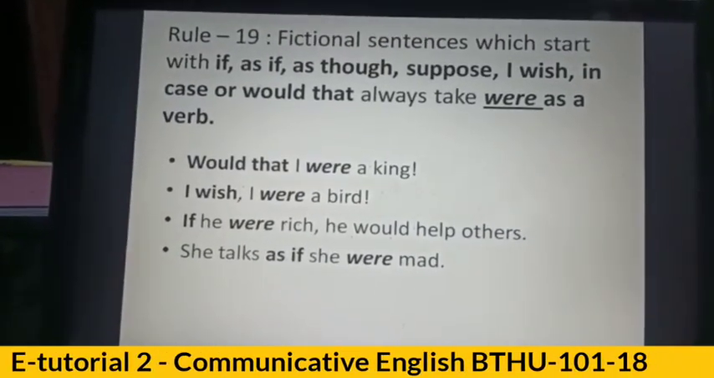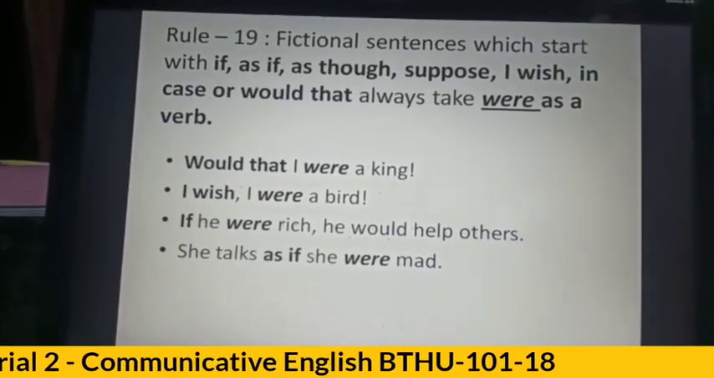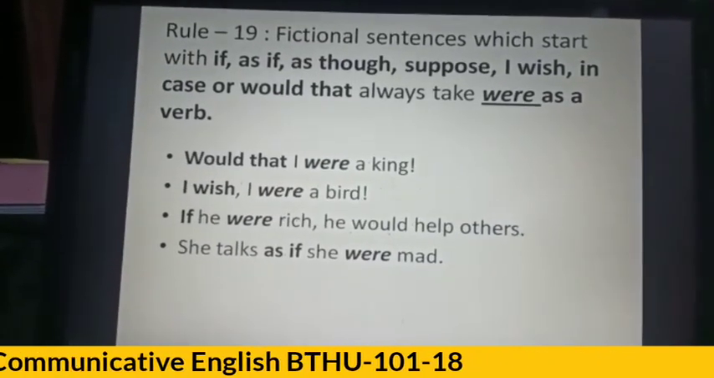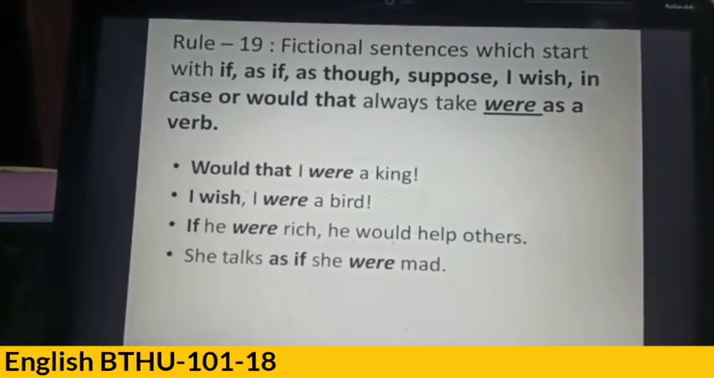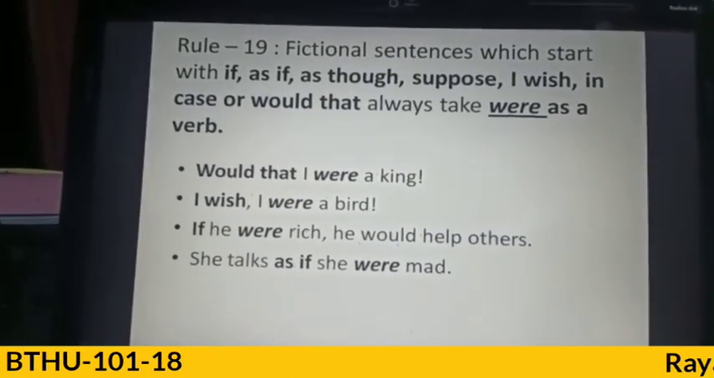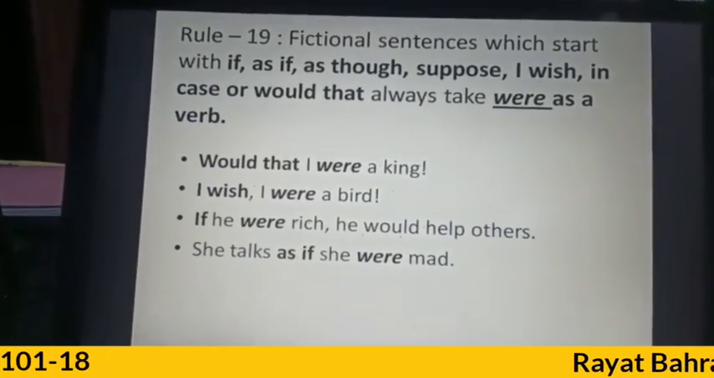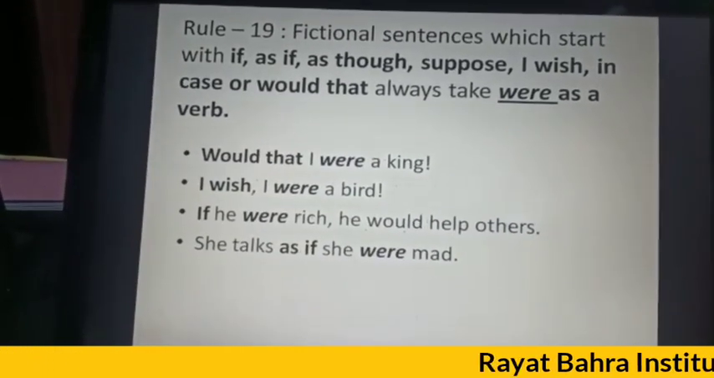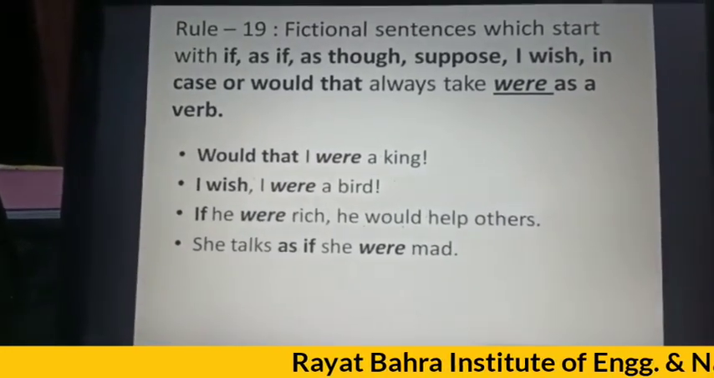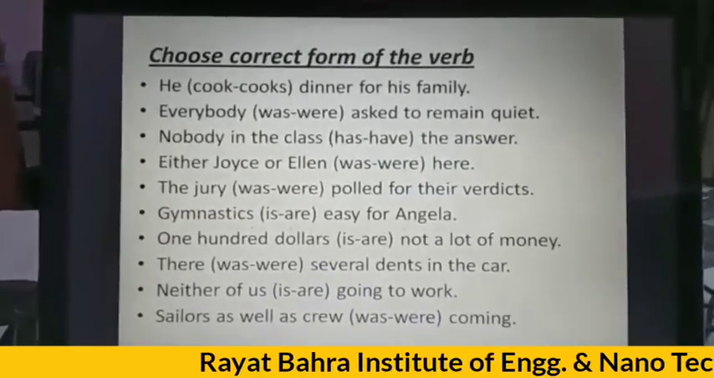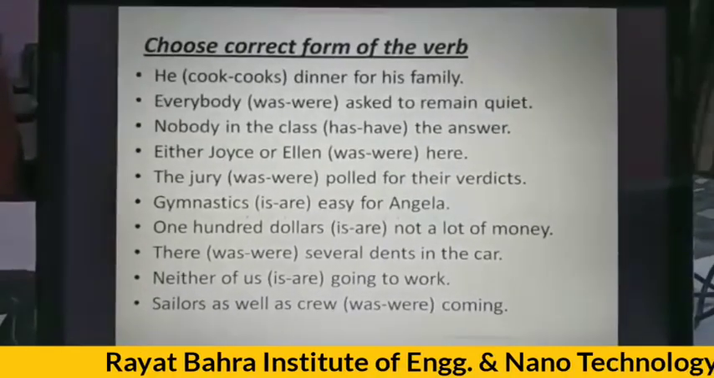If he were rich, he would help others. She talks as if she were mad. She is actually not mad, but she is assumed to be mad. So again repeating, the sentences which are based on our imagination or assumption always take were as a verb irrespective of any subject. Now it is followed by the practice test.